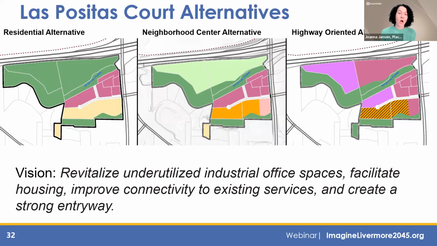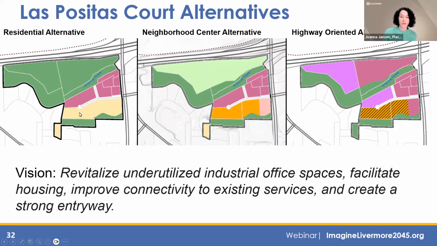I-580. All of the alternatives would maintain open space along Arroyo Las Positas itself. You can see that green pathway snaking through the middle of all of them. And they would all preserve the industrial or office uses on the north side of Las Positas Court. But the residential alternative would explore adding some low density residential south of Las Positas Court.